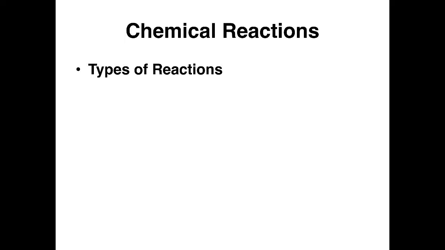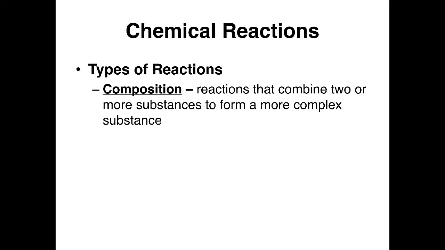Now let's talk for a minute about the types of chemical reactions. The first type of chemical reaction is called a composition reaction. A composition reaction is when two or more substances come together to form a more complex substance. And here's an example. You have two zinc atoms which combine with a diatomic oxygen molecule to form two zinc oxide molecules. This is the composition of zinc oxide from its elements.